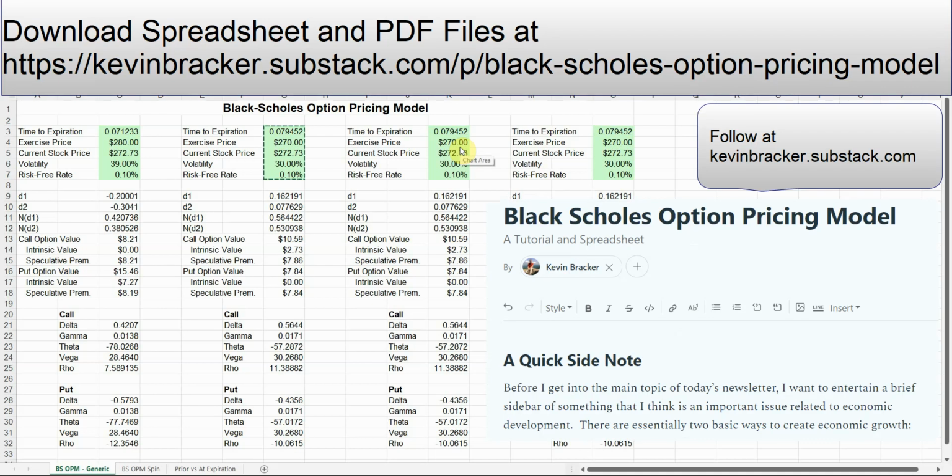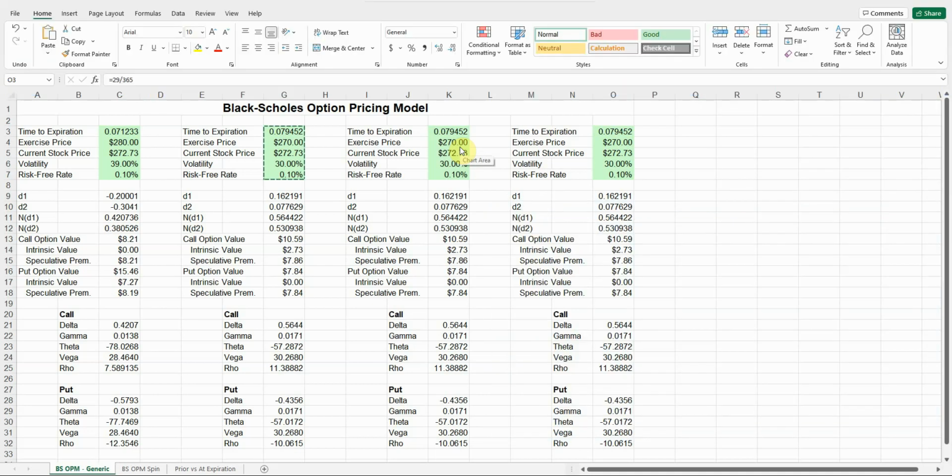Hi, this video is going to be walking through a Black-Scholes option pricing model spreadsheet that I created. I created this one probably about 10 plus years ago when I was teaching an investments class and wanted to have a handy tool to calculate the Black-Scholes option pricing model.